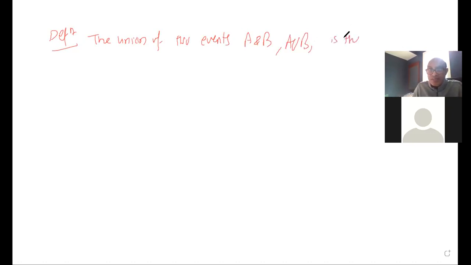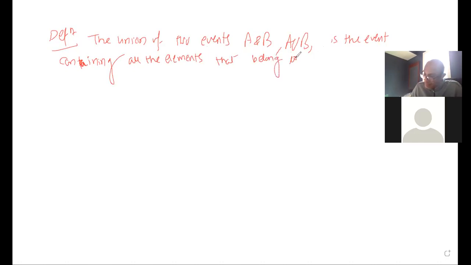So the definition of union, I already gave you, but more precisely in book words: the union of two events A and B, denoted by A union B, is the event containing all the elements that belong to A or B or both. And that's why I told you union means or.